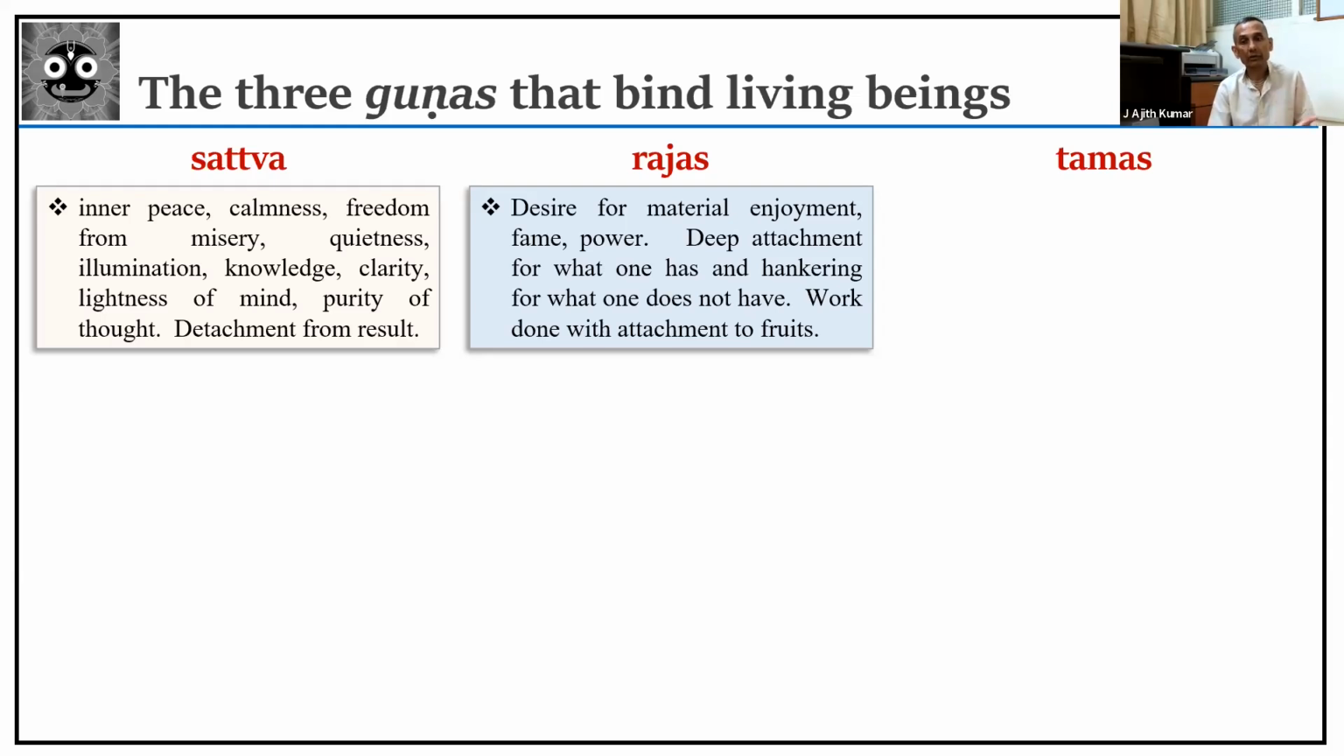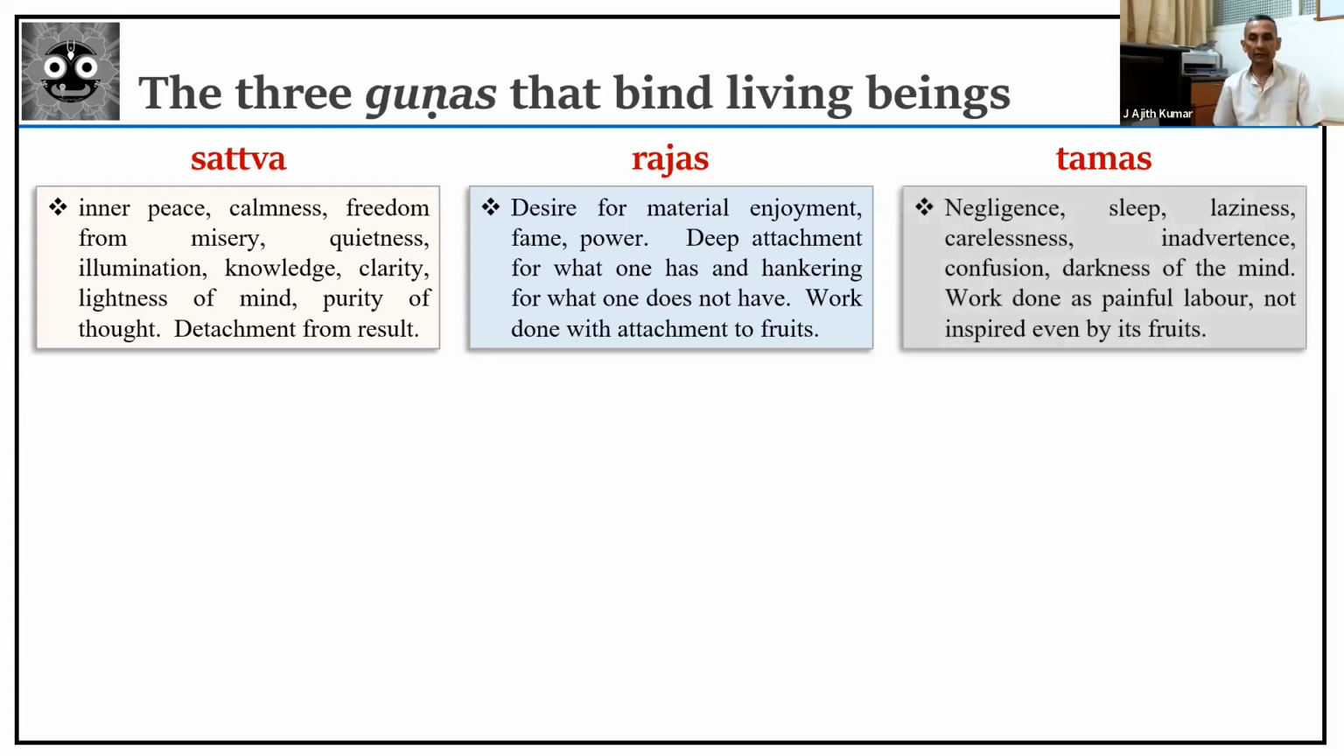And hankering for what one does not have, comparing with others. And when I do work, I do it with very deep attachment for what is going to come. If I get success, I'm very happy. If I don't get success, I'm very miserable. Happiness and misery are completely dependent upon what comes out of my work. Okay, that's called attachment to the fruits. Detachment means I will work very sincerely, but my happiness and success don't depend on the outcome. The outcome is a natural result of my work.